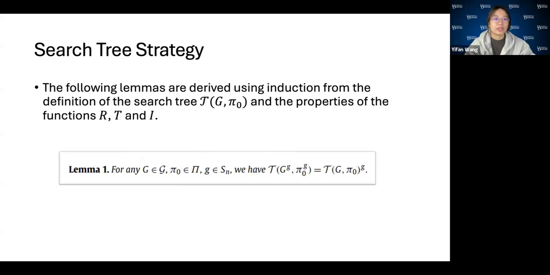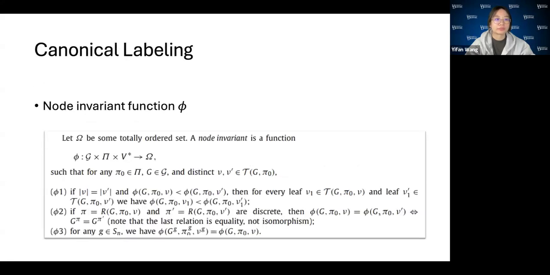So for such a tree strategy, using induction and the properties of the search tree, the properties of the refinement function and target cell selector, and also the individualization function, we have the following important lemma. This lemma says, for any partition and permutation on the given graph, their trees must be the same. It means if the two graphs are isomorphic, they will have the same tree.